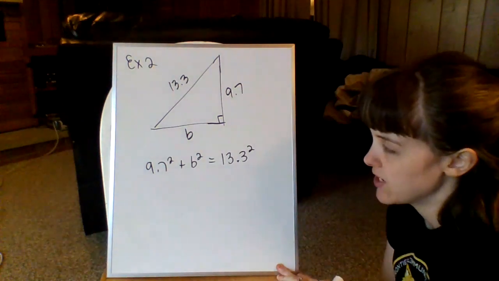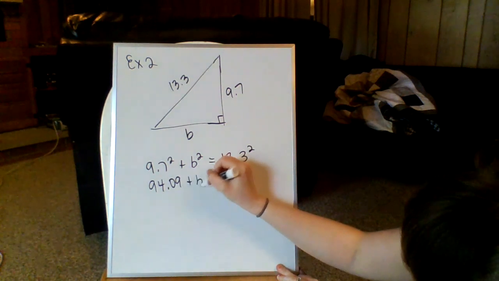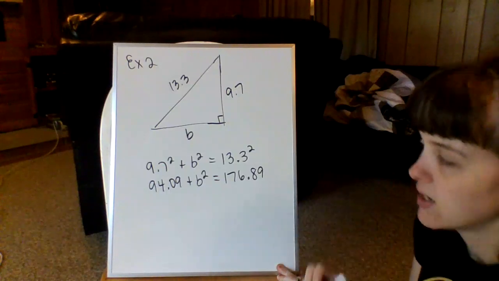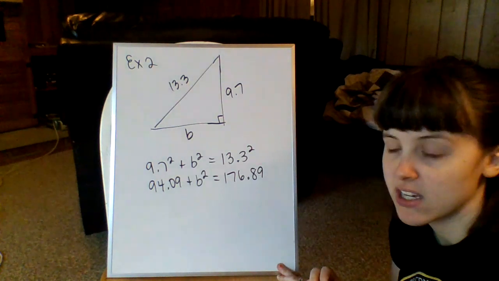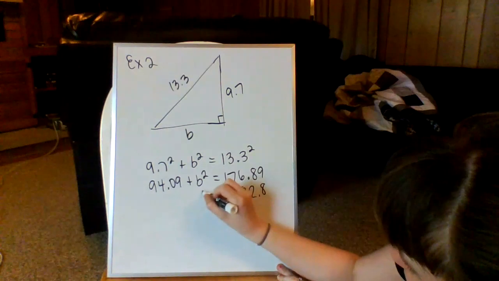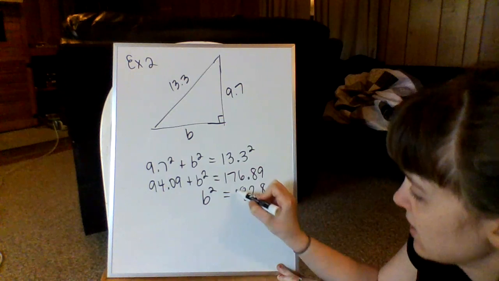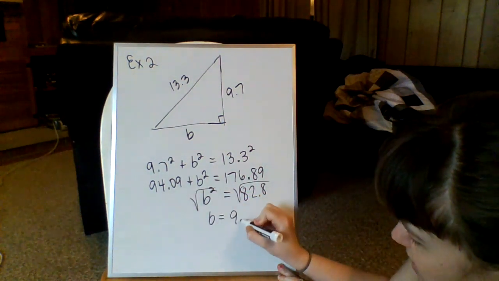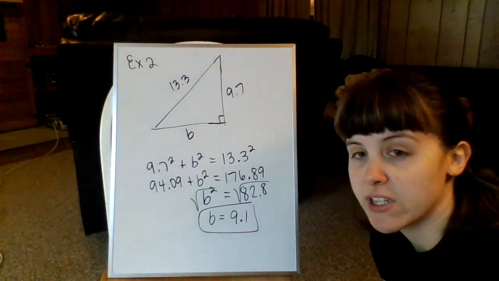Okay, so when I did this earlier, this is 94.09 plus b squared equals 176.89. So then we're going to have to subtract 94.09 from 176.89, and that's 82.8 equals b squared. So now it's just a matter of taking the square root of that, and when you take the square root of that, it's about 9.1. Okay, so that's it. That's the Pythagorean Theorem.